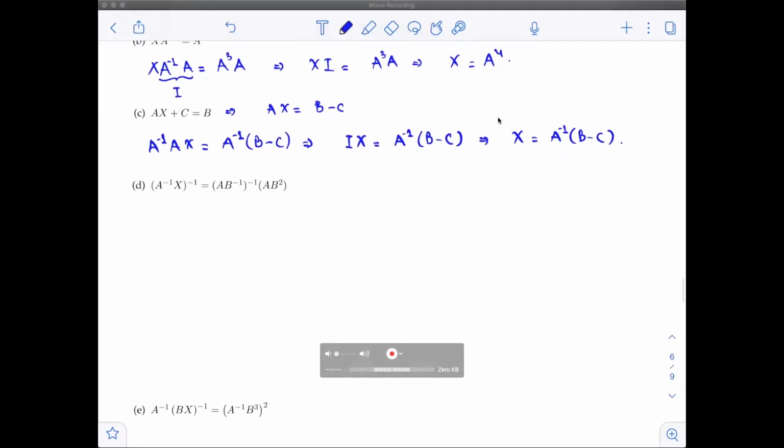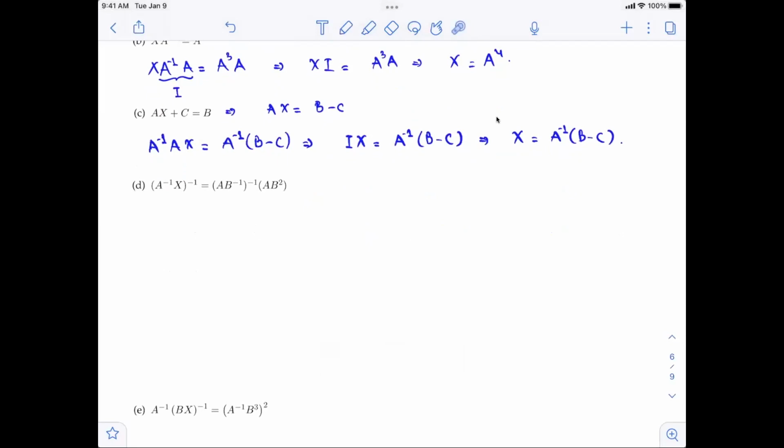All right. So parts D and E are going to be a little bit more difficult. So you have to use multiple properties to first expand this inverse. Okay, and let's see what happened. Okay, so we're going to use the properties of inverse for this product. So the left-hand side becomes X inverse times A inverse inverse.